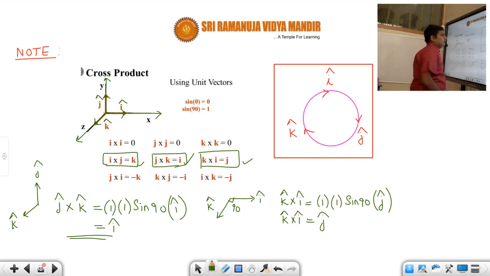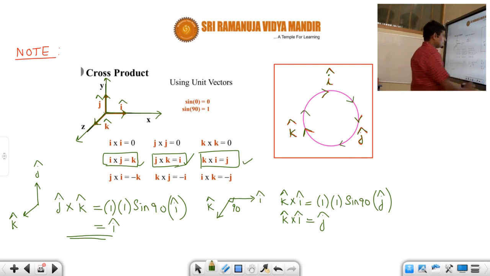Okay, students. First, take one circle and write down i cap here, and here write down j cap and k cap. Now please go in the clockwise direction. This is called the clockwise direction. Like this, if you go like this, it is called the clockwise direction.